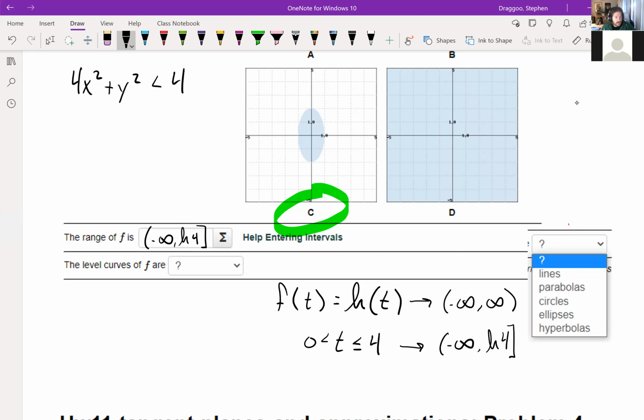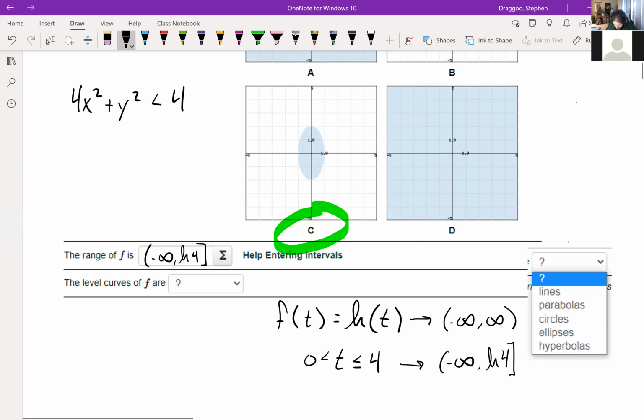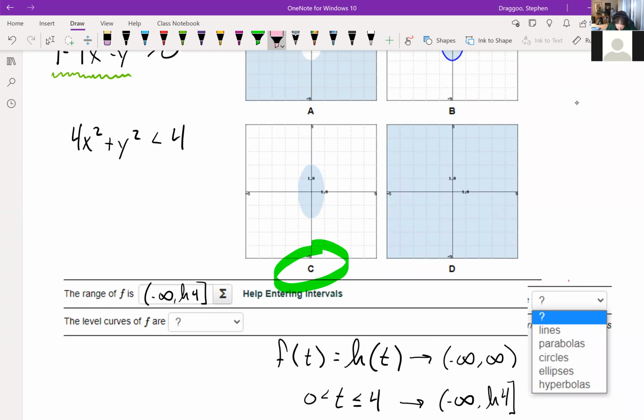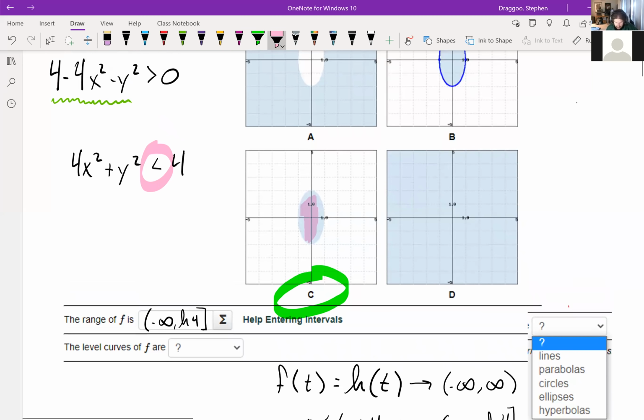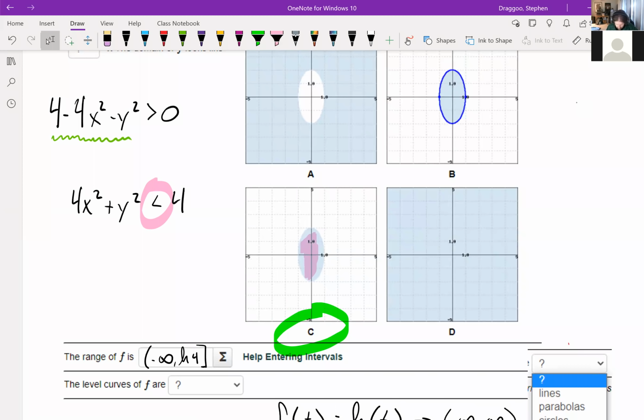Going to the chat, how do I know if the domain is the inside or the outside of the circle? That all comes down to this inequality part right here. Because it's 4x squared plus y squared is less than 4, that's going to be everything smaller than 4, so it's that inside part right here. If it were greater than 4 instead, greater than 4 would be option A. Greater than 4 would be everything outside of that ellipse. So I'd choose that instead.